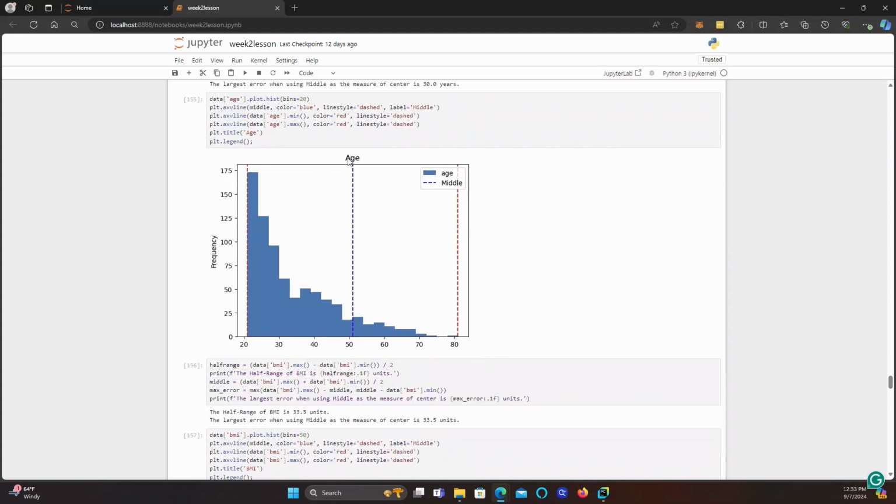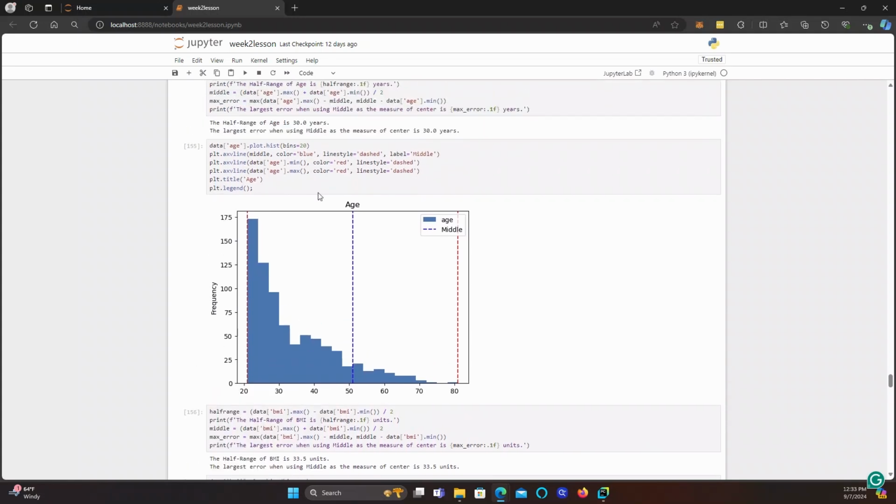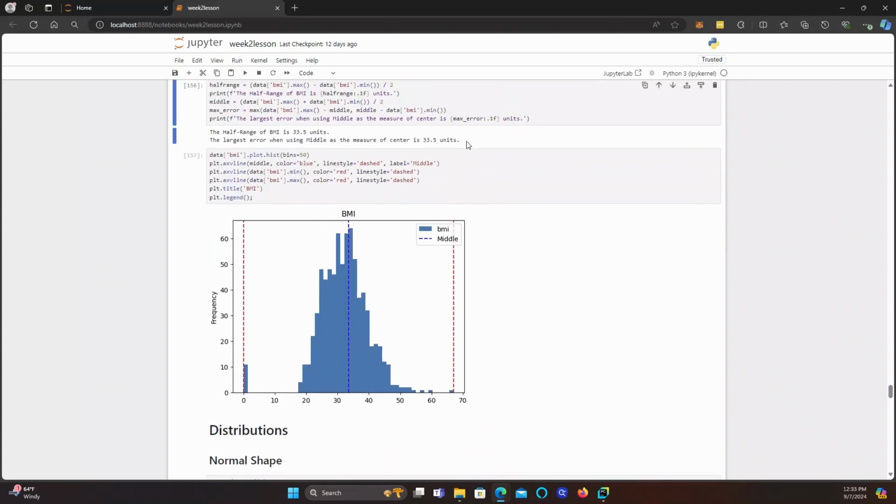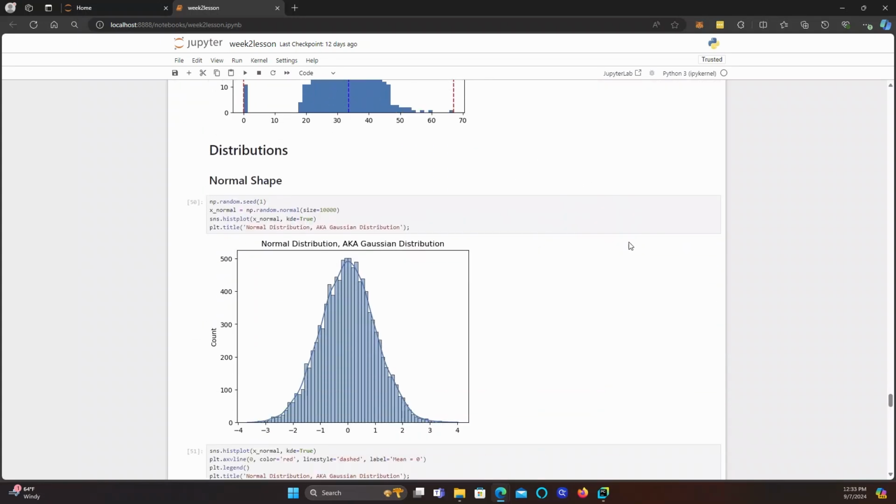This is the middle of age and the half range. The largest error you could get when using the middle to predict age would be 30 years. Same thing for BMI. The largest error you could get when using the middle to predict BMI would be 33.5 years. Now we've looked at quite a few histograms and we've talked about them, but how exactly do we use them?